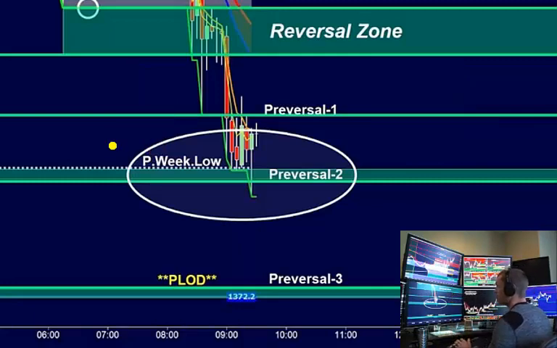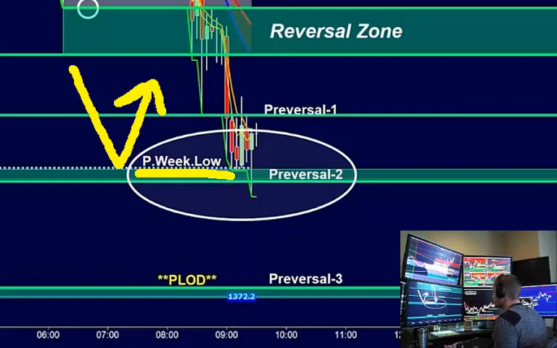So we know that the prior week low, well, to be honest with you, anything below price is considered support. I don't care if it's the prior week high, right? It will be considered support. Okay, so we know it's support.